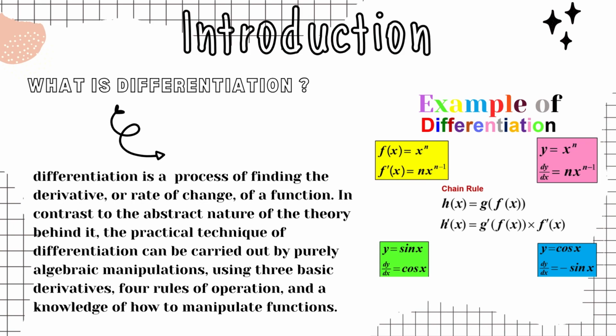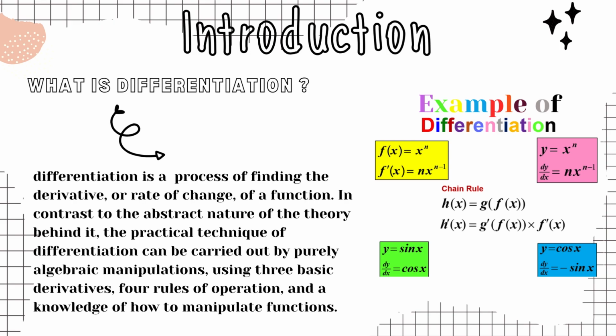Introduction. So what is differentiation? Differentiation is a process of finding the derivative or rate of change of a function. In contrast to the abstract nature of the theory behind it, the practical technique of differentiation can be carried out by purely algebraic manipulation using 3 basic derivatives, 4 rules of operation, and a knowledge of how to manipulate functions.